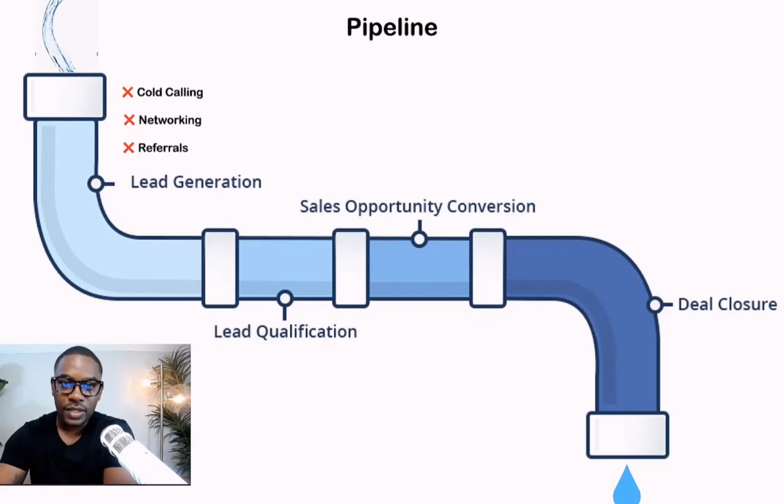Well, what's the challenge with that? One, it's not predictable. So you can ask for 100 referrals this month and get 20, and then you can ask for 100 next month and you can get 80.